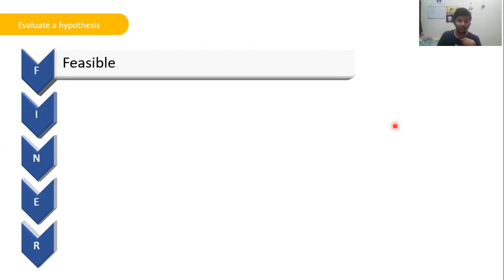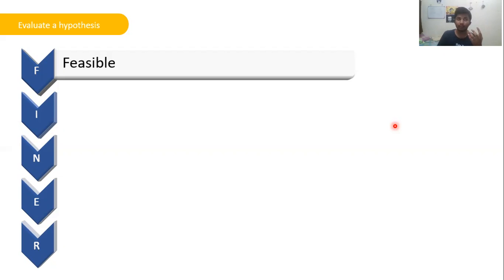Like many of us as medical students want to cure cancer, and let's just say you want to invent or discover a drug which cures some sort of cancer. Let's just say prostate cancer. But is it possible? Do you know how to design a drug? Do you have the knowledge to do it? So if you frame a question that wants to design a drug, that would not be feasible.